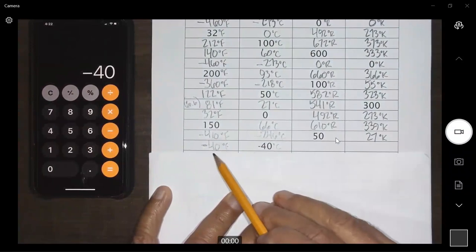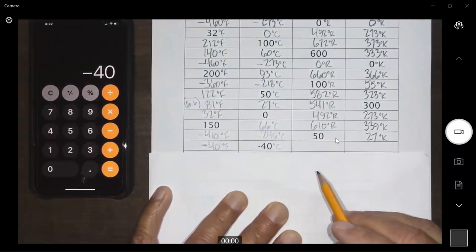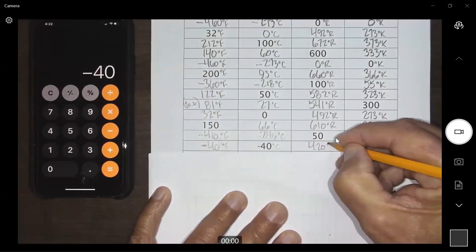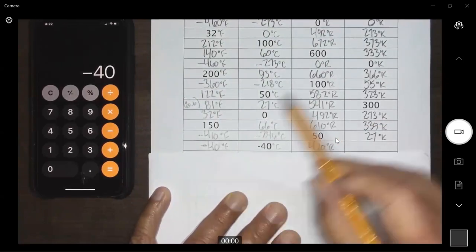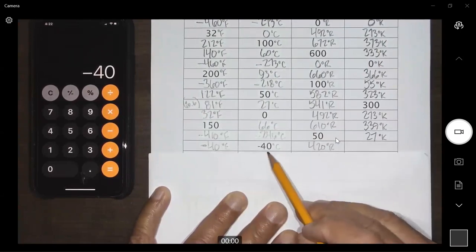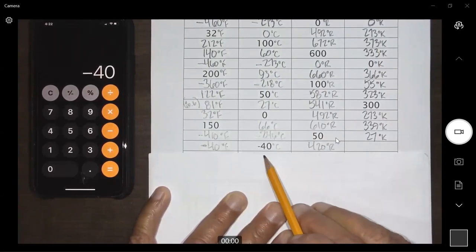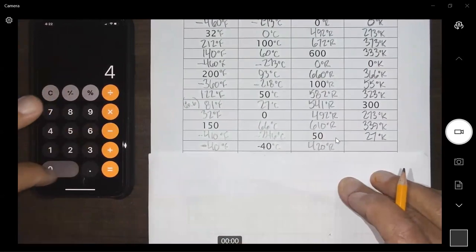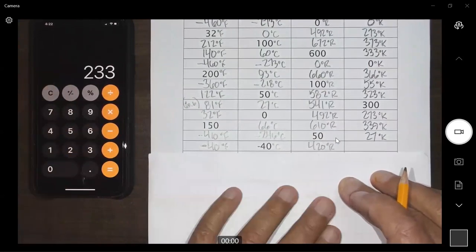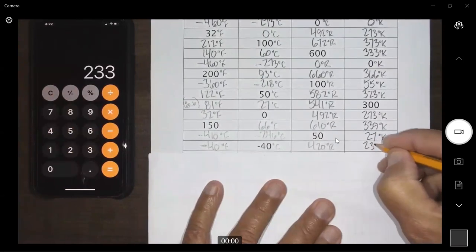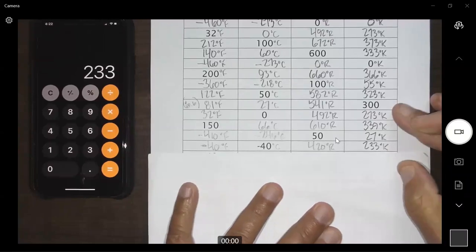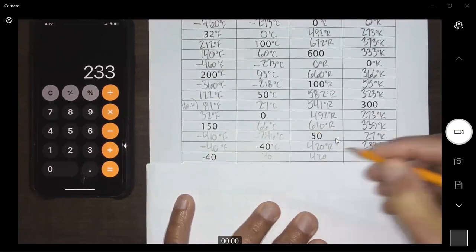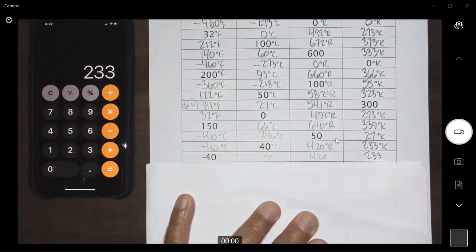Okay, so now Fahrenheit to Rankine, plus 460. 420. Right? 40 plus 460, 420. This one I'm going to add 273. Minus 40 plus 273 is 233. This is the same, minus 40, minus 40. 420, 233, they're equal. So they're all the same.